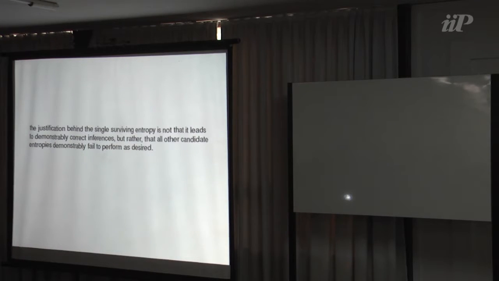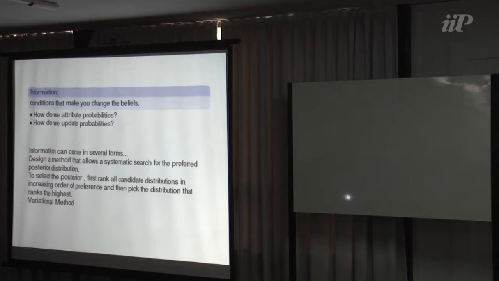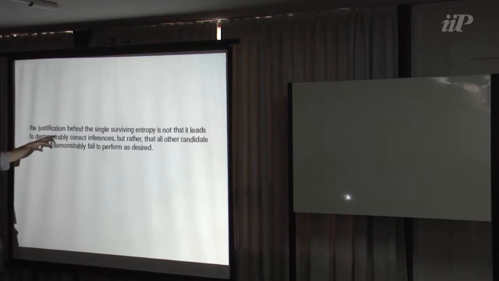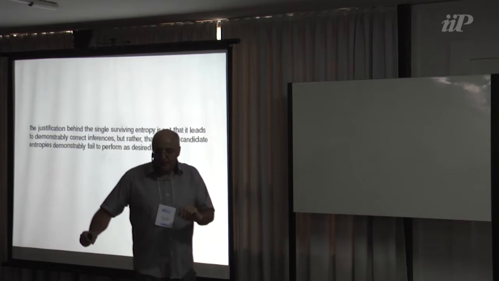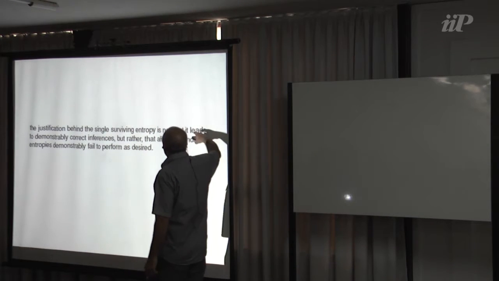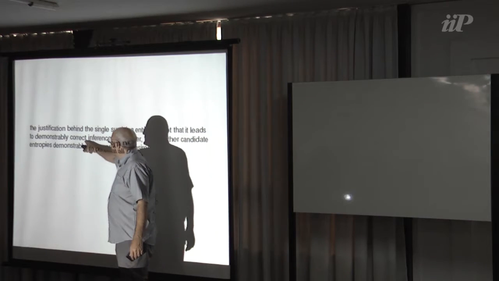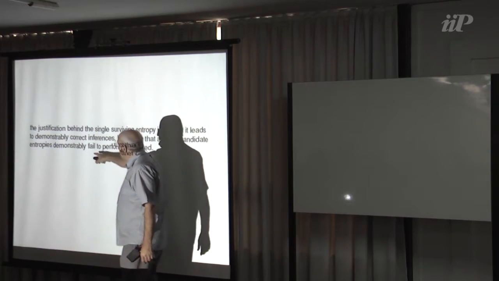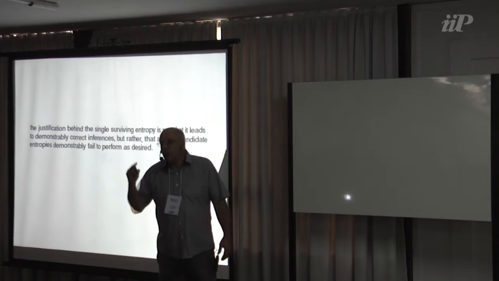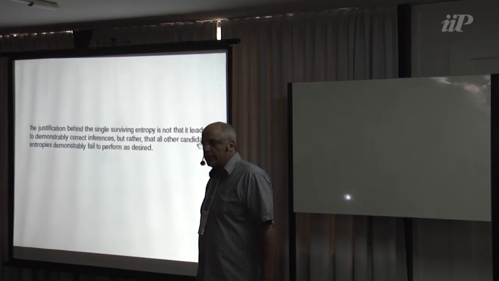So I'm going to assign to every distribution a number. That's a functional. To every function a number, that's a functional. And different functionals give rise to different entropies. And I'm going to argue that there's going to be just a single surviving candidate for this functional, which is entropy. It's not that it leads to demonstrably correct inference, but rather that all other candidate entropies fail to perform as desired. So I'm going to throw away different ways of updating probability which are not complying to very simple desires.